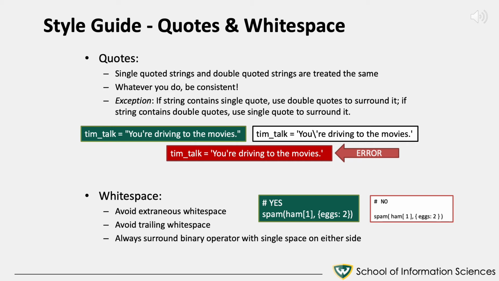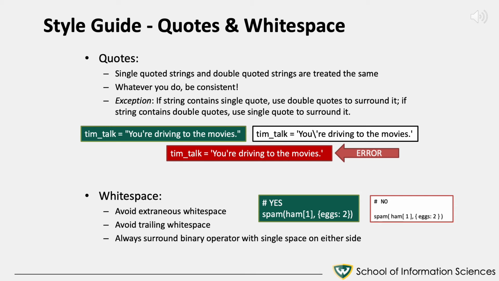Now for the quotes, there is an exception. If the string contains a single quote, then use double quotes to surround it. If the string contains double quotes, use single quotes to surround it. Why do we do this? So we don't have to use the backslash to tell Python that, hey, that single quote that I'm getting ready to put inside my other single quotes doesn't signify to you, programming language, that we're ending the quote here.